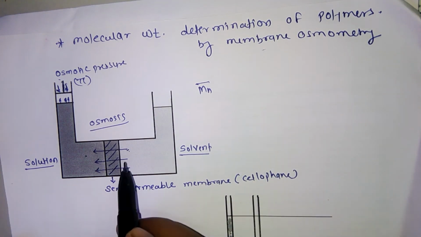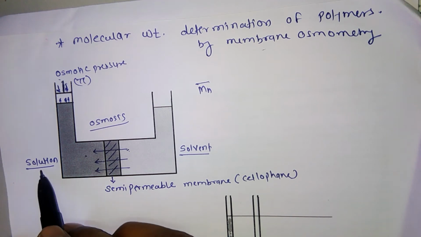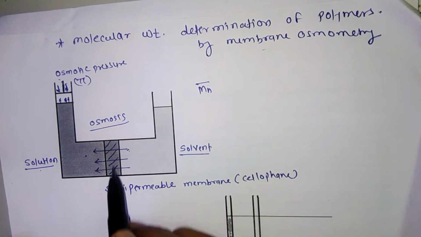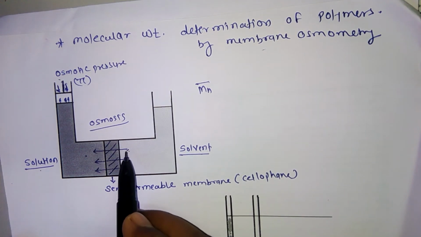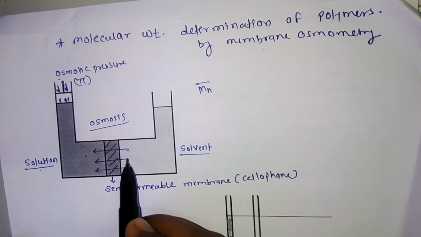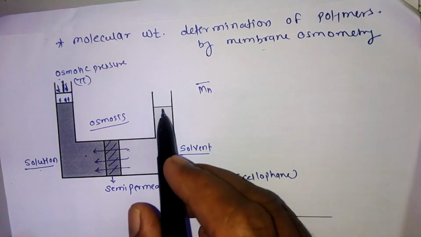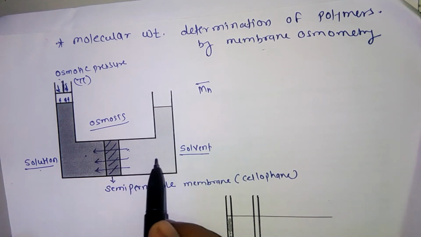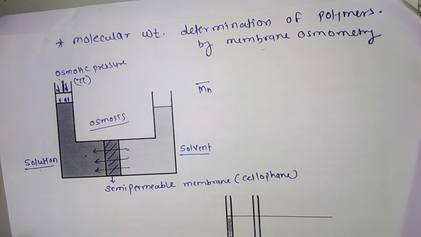So what is osmosis? If the solution compartment and the solvent compartment are separated by the semi-permeable membrane, then the solvent moves from the solvent compartment to the solution compartment. In this way, the solvent flows through the semi-permeable membrane to the solution compartment.